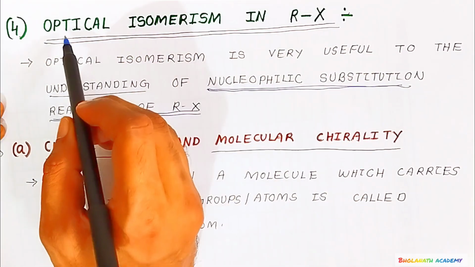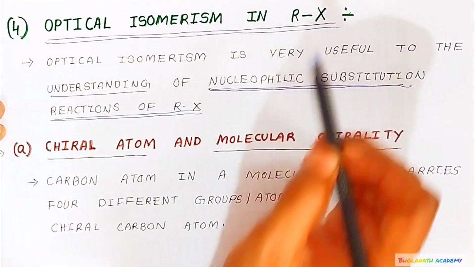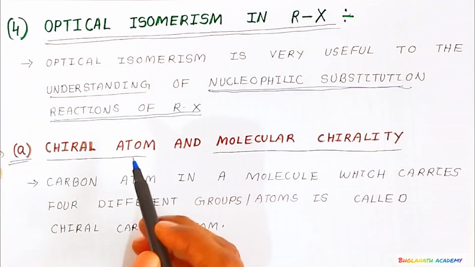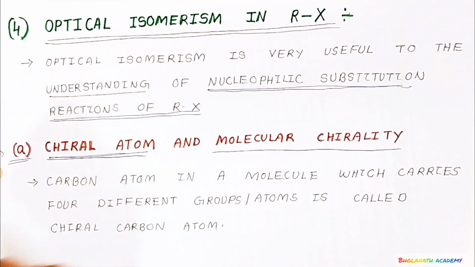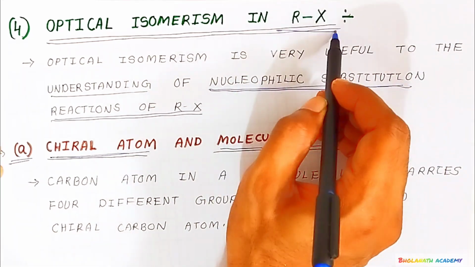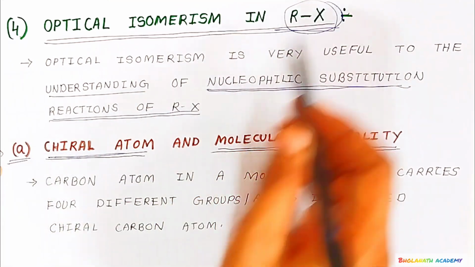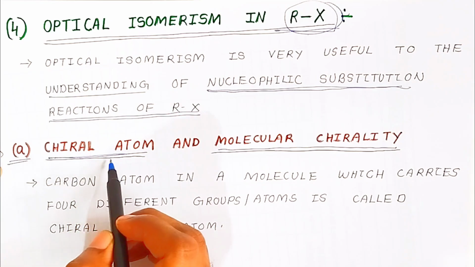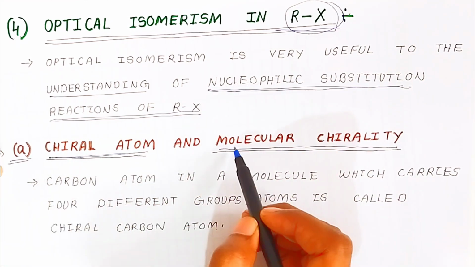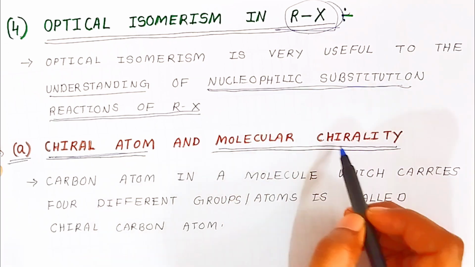Optical isomerism: optics means light. What is the effect of light on this alkyl halide, that we are going to see. If you want to study the optical isomerism of alkyl halides, students, you should know the chiral atom. What is a chiral atom and what is molecular chirality? In alkyl halides, the carbon atom is the chiral atom. If the molecule has a chiral atom, we call that molecular chirality.